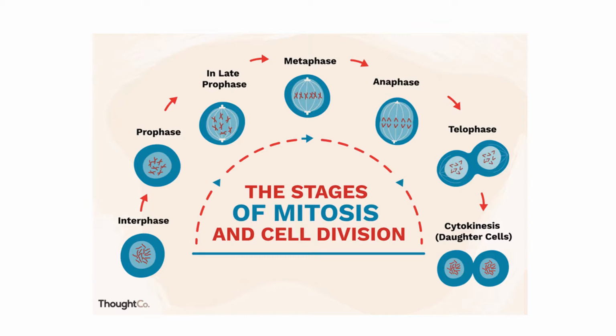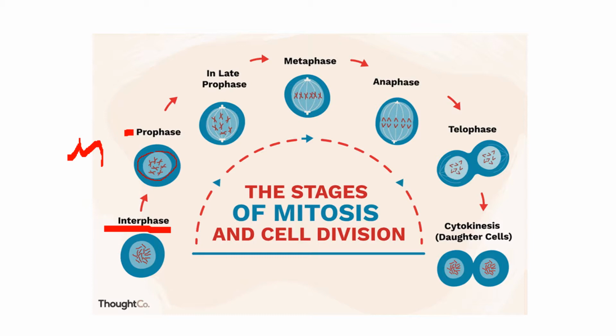So again, the phases of mitosis, or the cell cycle. You have interphase, again, that's G1, S, G2. Now we're getting into mitosis. You have prophase. What's happening in prophase is simply that the nucleus begins to dissolve.